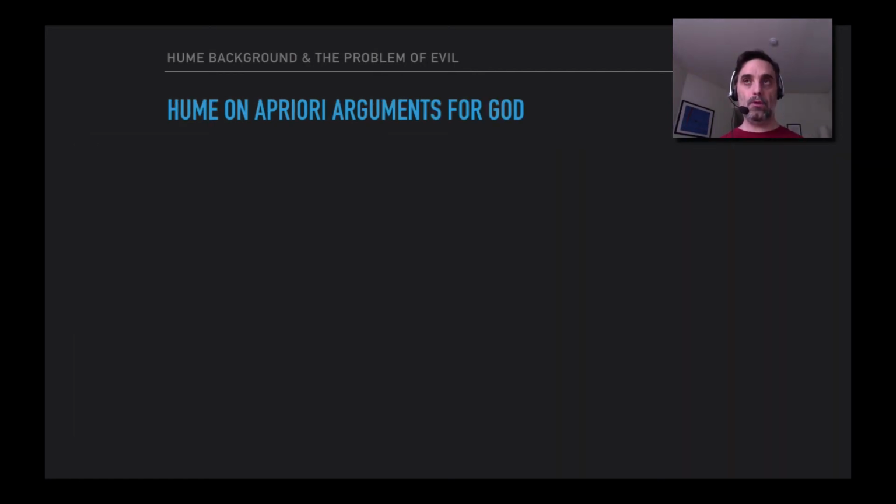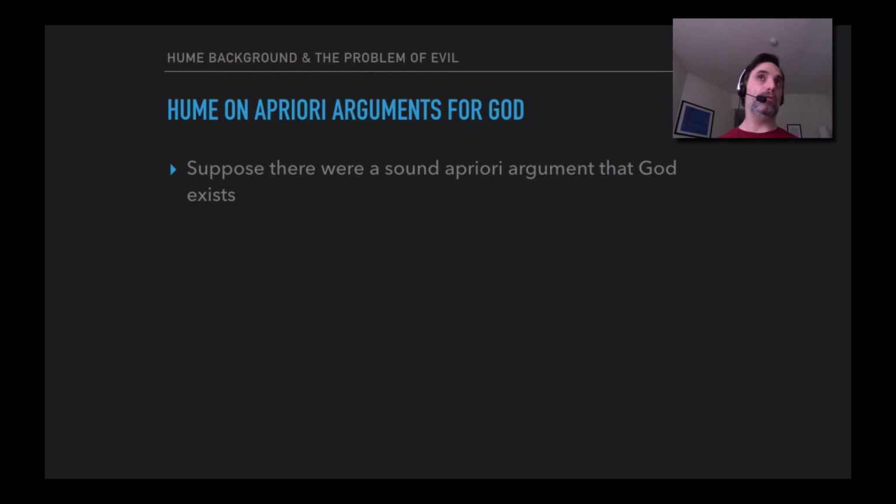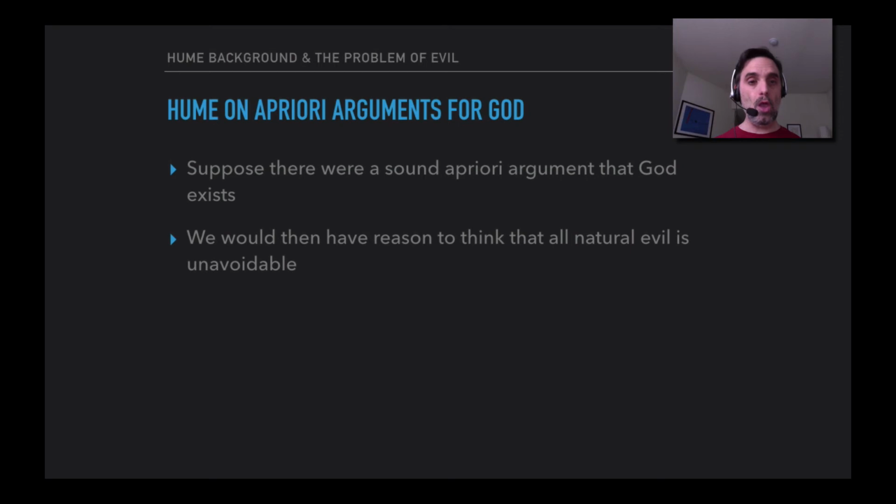So, although Hume thinks there are no successful, sound a priori arguments for God, he mentions them a bunch of times. Because why? Well, suppose there were a sound a priori argument that God exists, right? We would be able to tell just from the idea of God that God exists. Well, that would mean that we would have reason to think that all natural evil is unavoidable, right?